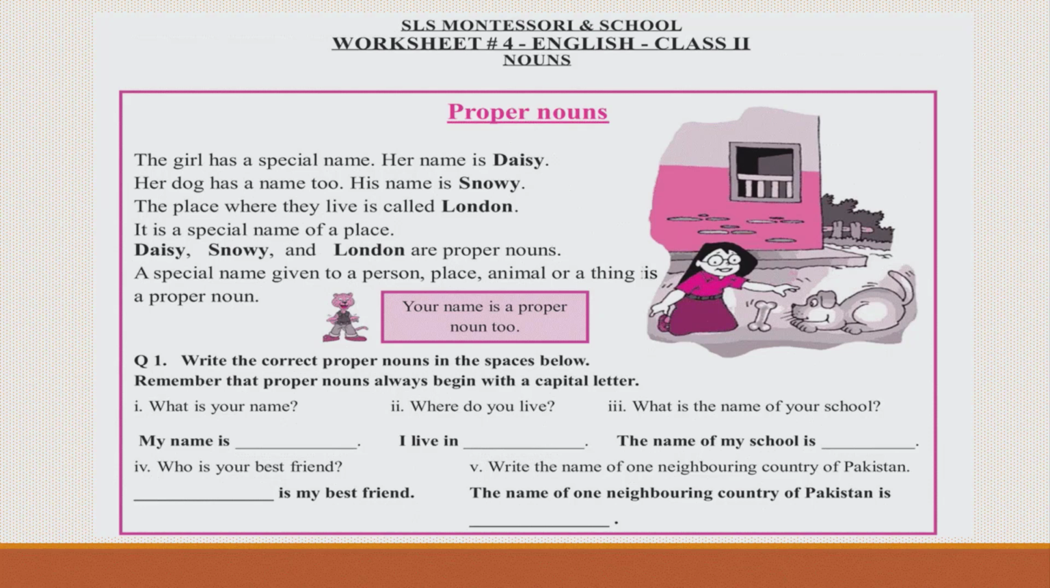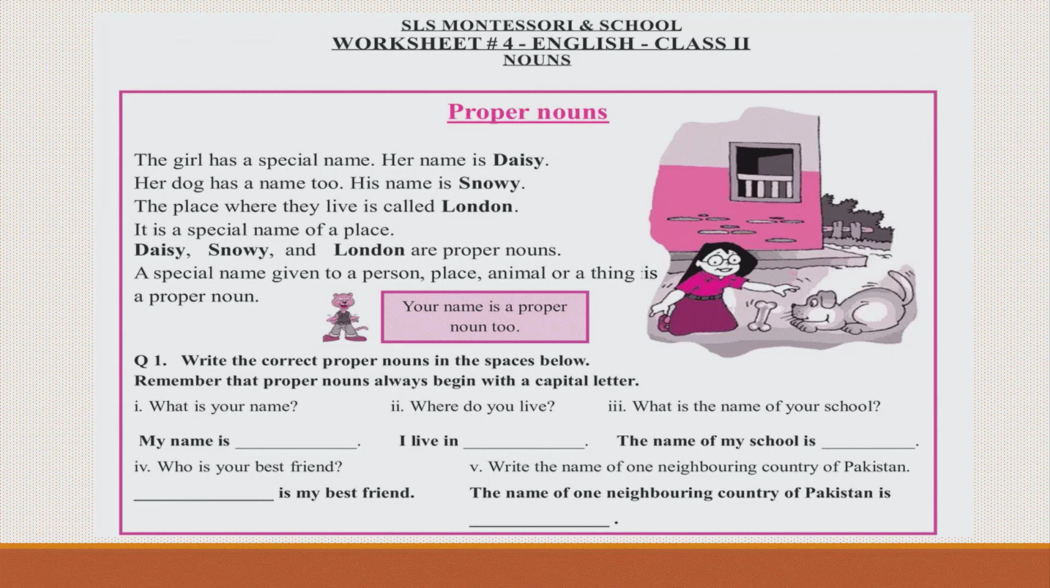Her dog has a name too. His name is Snowy. Now, what is the name of the dog? The name of the dog is Snowy. We have written Snowy with a capital letter S. The place where they live is called London. Now, the place where the girl and the dog live is London. So London is the place, so it will be written with a capital letter L. It is a special name of a place.